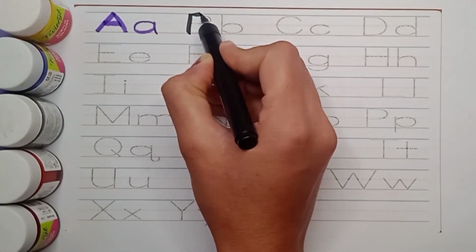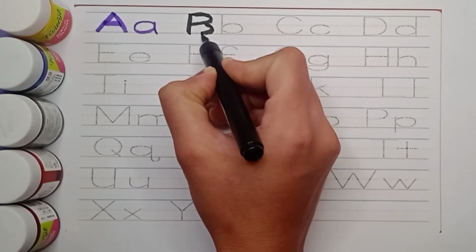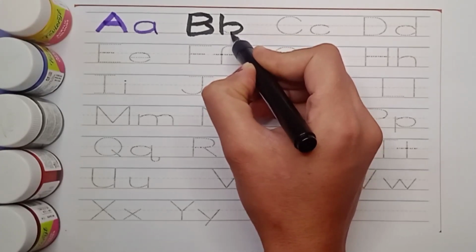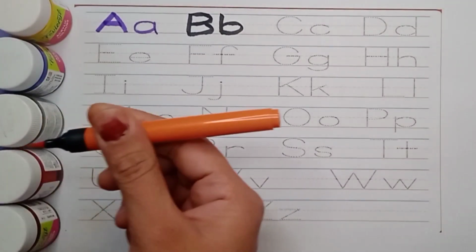Black color, B. B for bat. This one is also B. It's lowercase letter B, or a small letter B. B for bat.